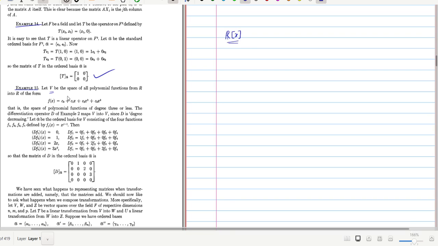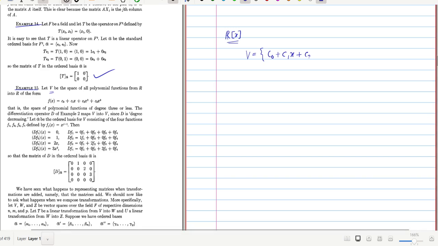So we consider V to be the space of all polynomial functions from R into R of the form c0 plus c1x plus c2x square plus c3x cube. That is the set of all polynomials of degree at most 3 along with 0. So from R[x] we choose polynomials whose degree is at most 3, along with 0. We write V as the set of all polynomials of the form c0 plus c1x plus c2x square plus c3x cube, where the ci come from R. So this is our vector space.